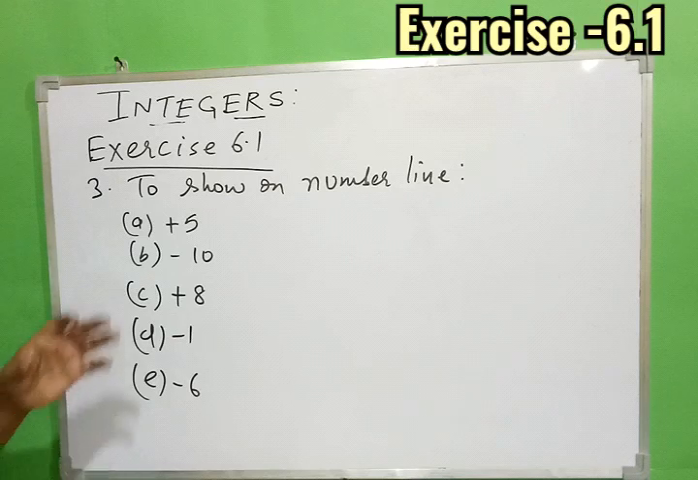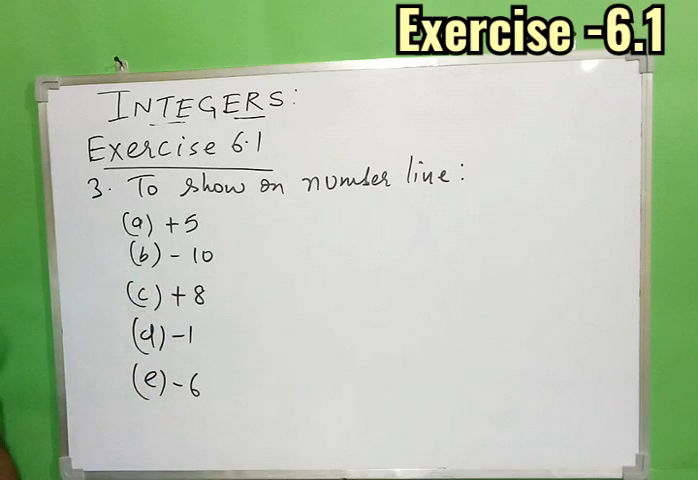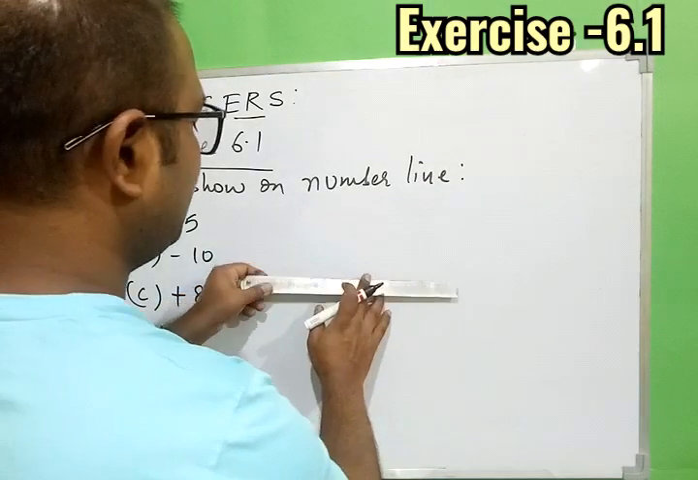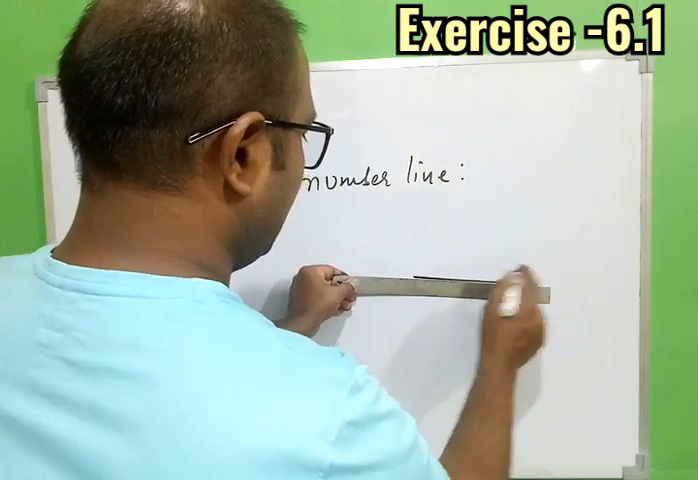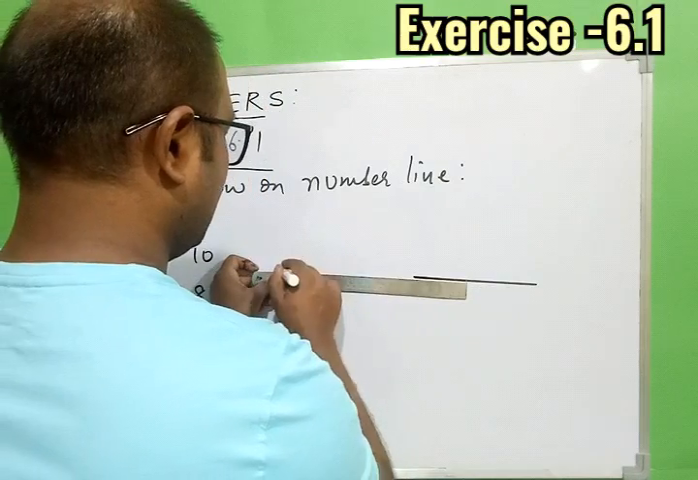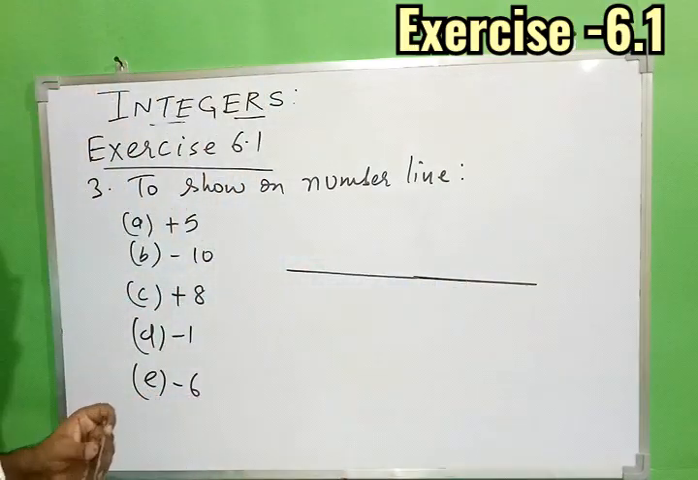So I hope it is very easy to show these numbers on the number line, and always remember, when we have to show the number line, the line should be straight and division should be equal, otherwise the number line will not have that much of sense.